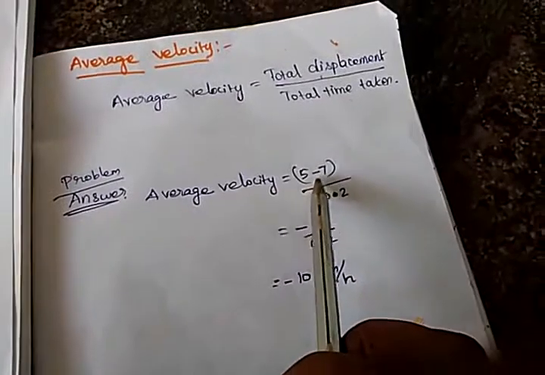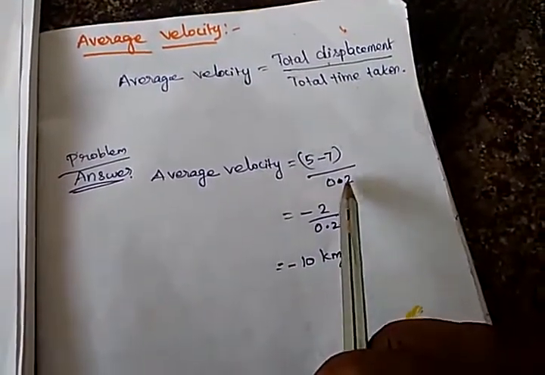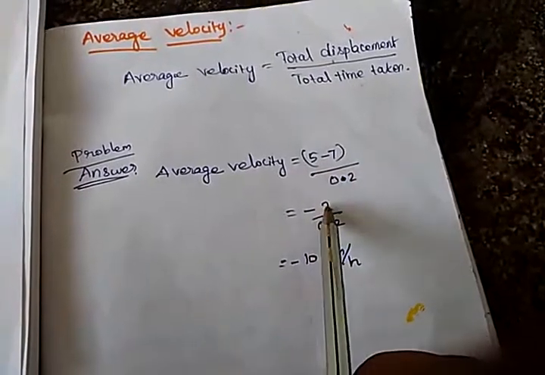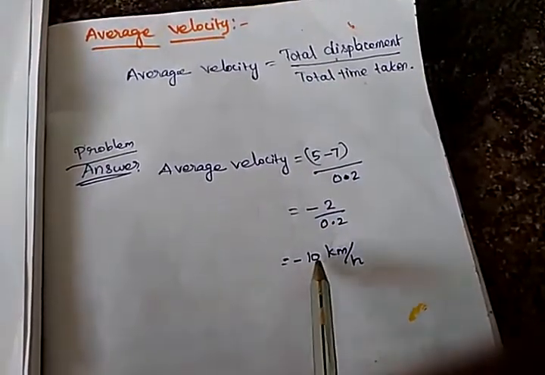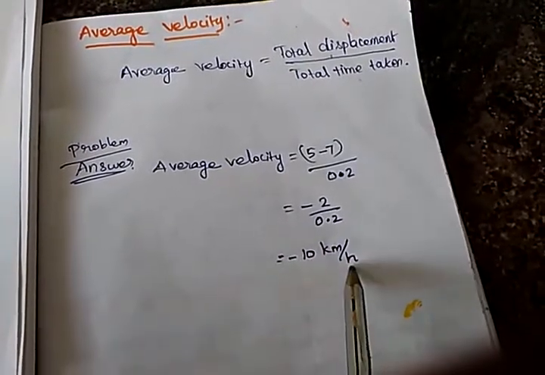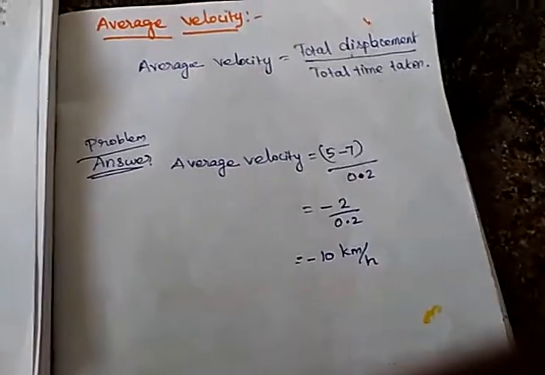Students, the displacement 5 minus 7 divided by total time taken 0.2 hour. 5 minus 7 is minus 2, divided by 0.2. So finally we get minus 10 km per hour.